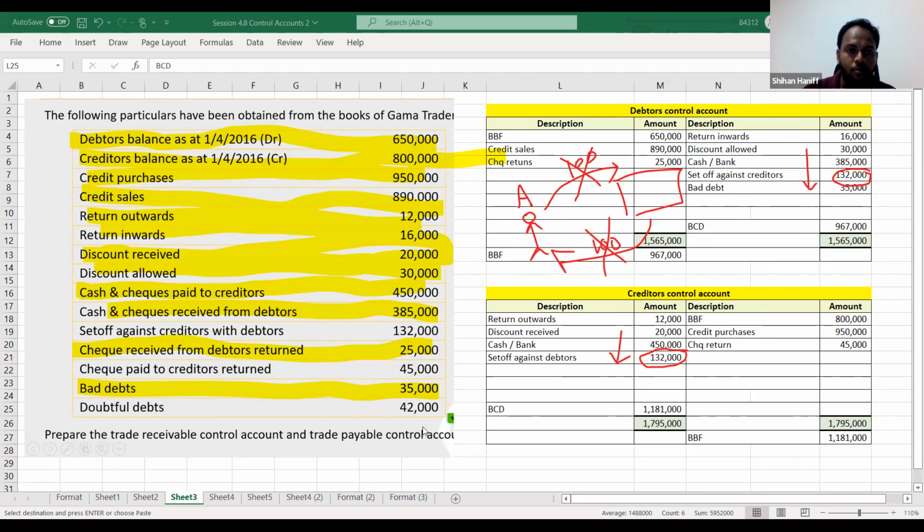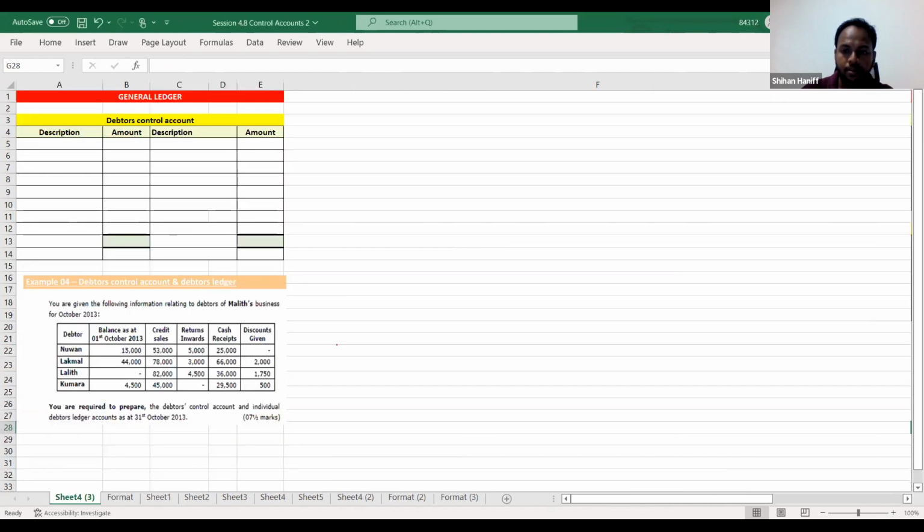All right. Now we'll do another question in order to understand the general ledger and the sub ledger. General ledger and the sub ledger. It is very important because only then can we do the questions from the reconciliation part. Okay, this is the question.